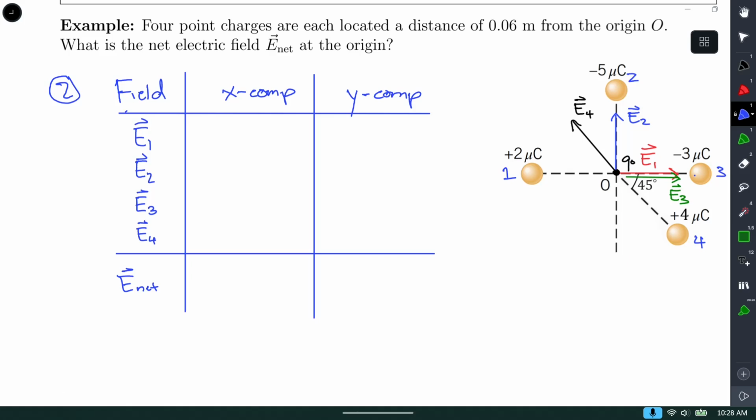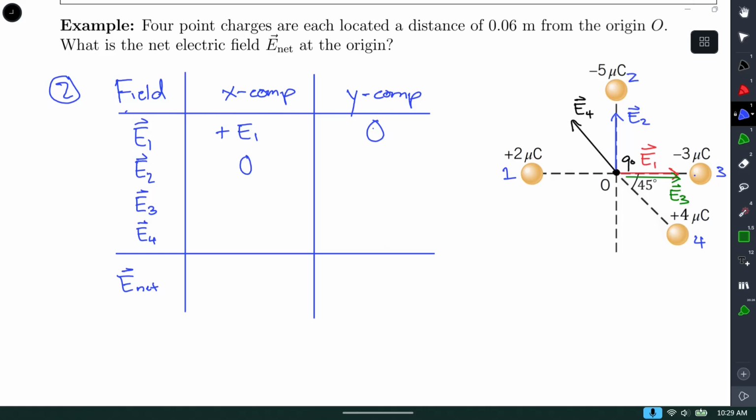Okay, tell me about electric field 1. What are its components? Y would be 0. Yep, it only points along the x direction. So what would I say about the x component? Positive. Yep. And since all of this vector points along the x direction, I don't need a sine or cosine. The entirety of E1 points along the x-axis. What about E2? X is 0. Yep. It points purely along the y-axis.